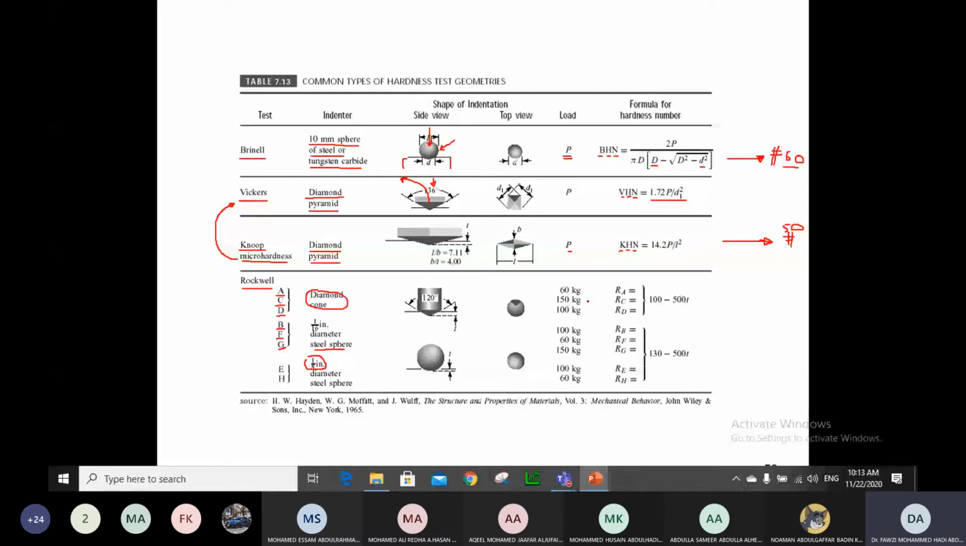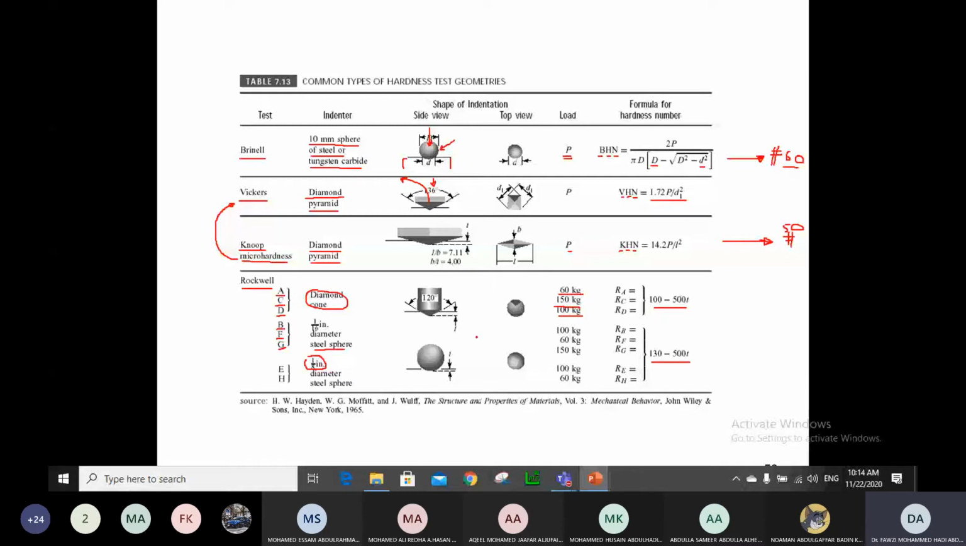For scale A, you use 60 kilograms. For scale C, you use 150. And for scale D, you use 100, and so on. So the scales are different. Within the group of scales A, C, D, you would be using this equation.